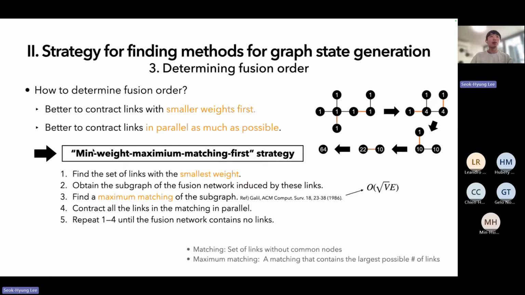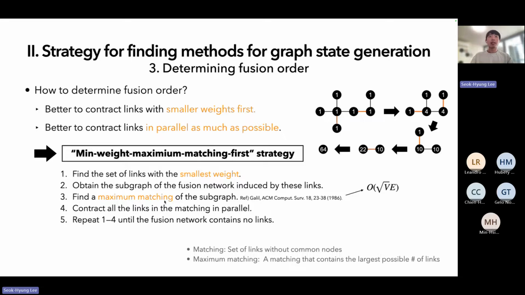And based on these two intuitions, we propose the so-called min-weight maximum matching strategy, which is basically just using these two intuitions. So we first find the set of links with the least weight. For example, if we want to contract this one, then, sorry, I didn't write the weight of edges here. But anyway, we first find the set of links with the least weight, and then obtain the subgraph of the fusion network induced by these links.